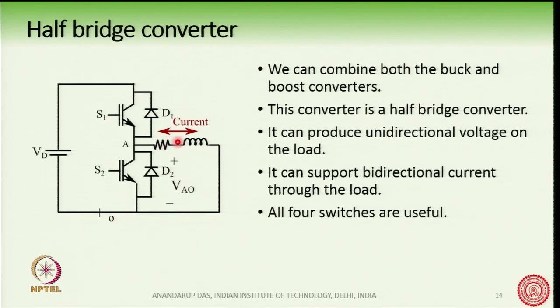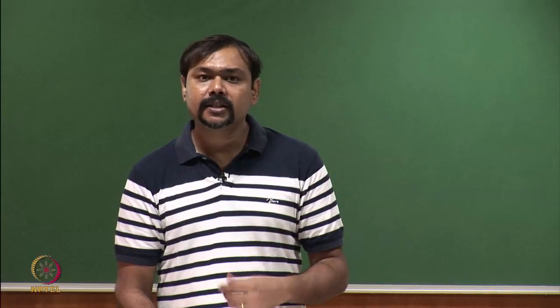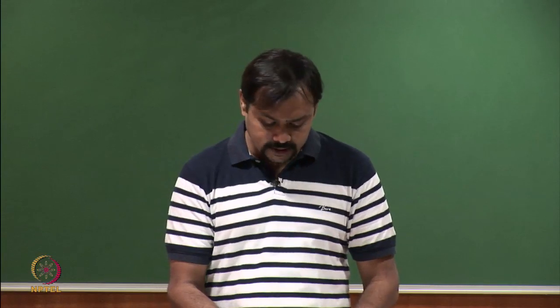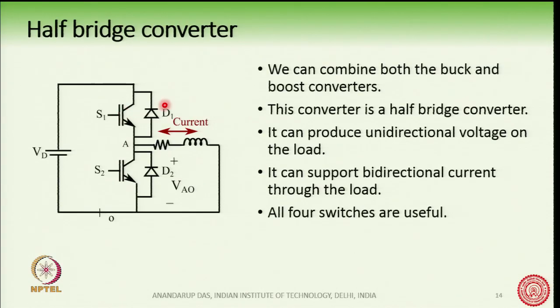However, the current flowing through the load can be bidirectional. It can flow from left to right or from right to left, that is, both positive and negative current is possible. And depending on the voltage and current situation at any instant of time, all 4 switches, that is the 2 IGBTs and the 2 diodes, will be conducting depending upon the situation. So, let us see how this happens.